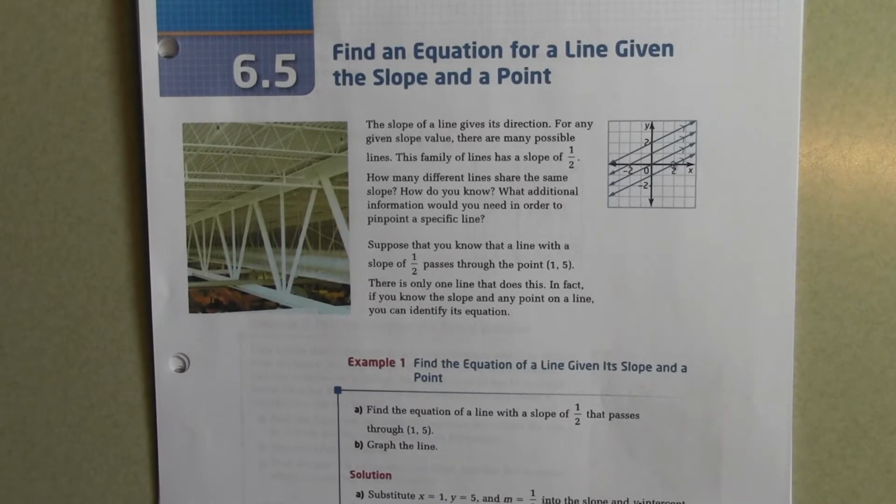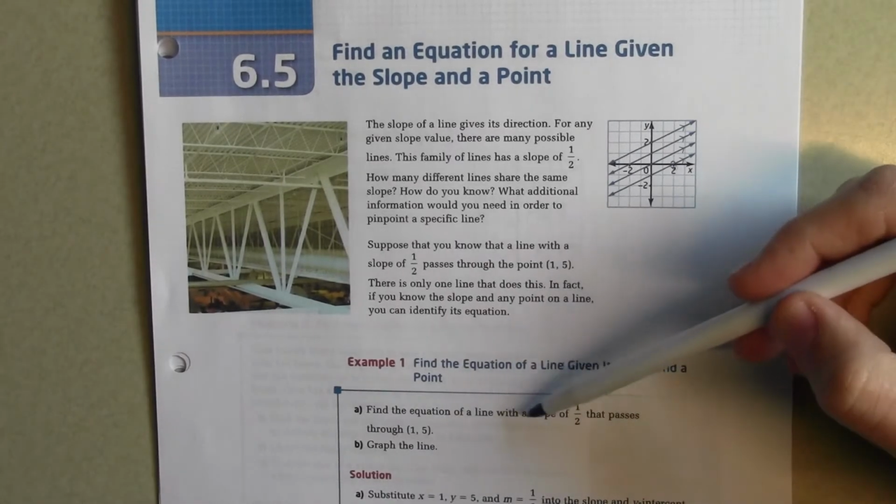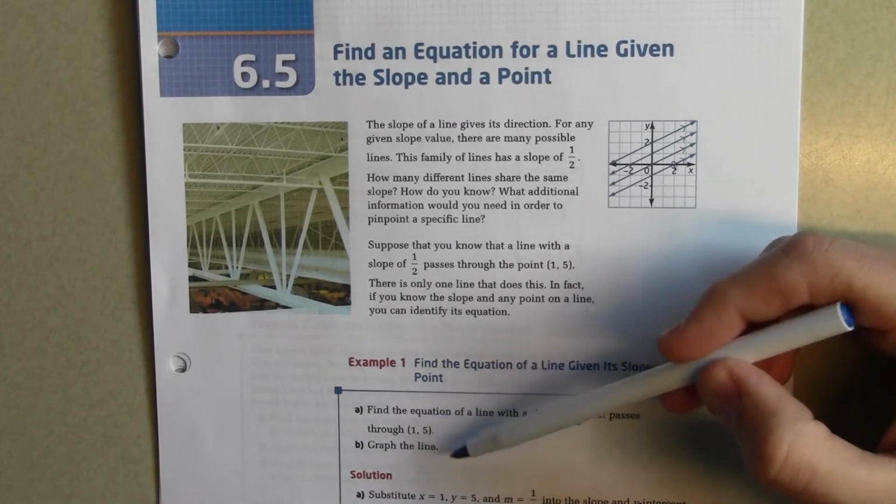Suppose that you know that a line with a slope of 1/2 passes through the point (1, 5). There's only one line that does this. In fact, if you know the slope and any point on a line, you can identify its equation. So that's what we're going to do. It says find the equation of a line with a slope of a half that passes through (1, 5).